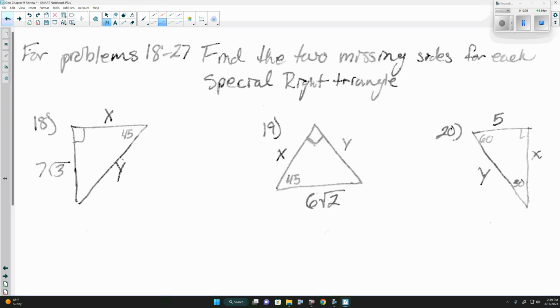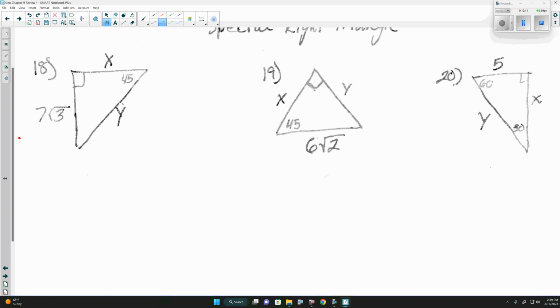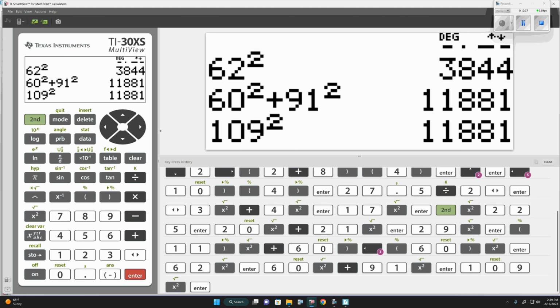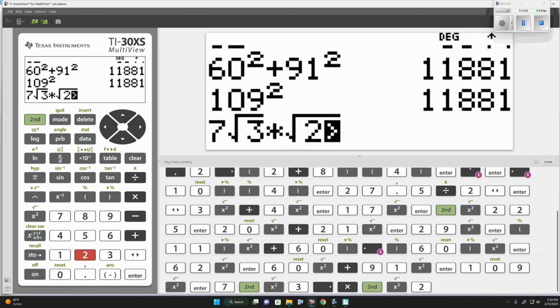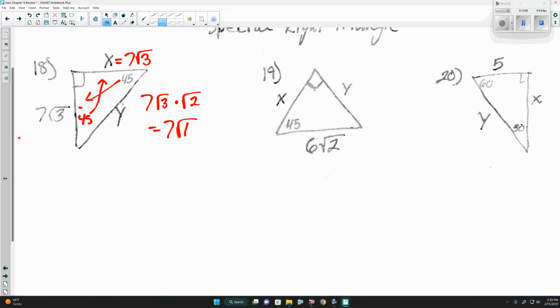So here, for 18, since this one angle is 45, the other has to be. So the sides opposite the 45 are the same. So x is 7 square root of 3. And the hypotenuse is whatever that length is times the square root of 2. So the hypotenuse would be 7 square root of 3 times the square root of 2. In the calculator, we can do square root of 3 times square root of 2, which is square root of 6. So the hypotenuse in this case is 7 square root of 6.